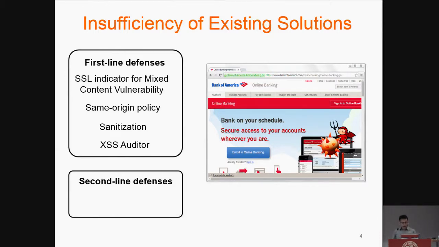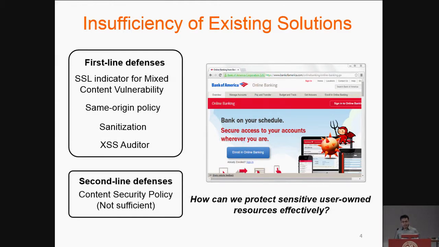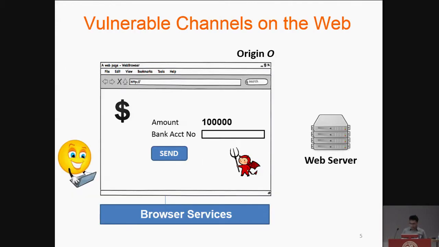Now, the web has content security policy as the second line of defense. Again, we argue that content security policy is not enough, because a malicious script can easily inject some content into the web application and then steal some user-owned data. And really the question is, can we efficiently protect sensitive user-owned resources in the presence of malicious scripts already running in your session? So basically this attacker tries to take over your session. Okay, the answer to this question is yes, we can.